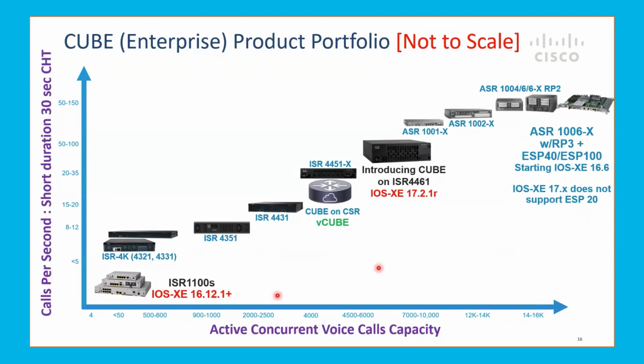This graph basically shows the calls per second versus active concurrent voice call capacity that we have for various different platforms. It's not to scale. We will cover that in detail in the sizing section of the presentation today.